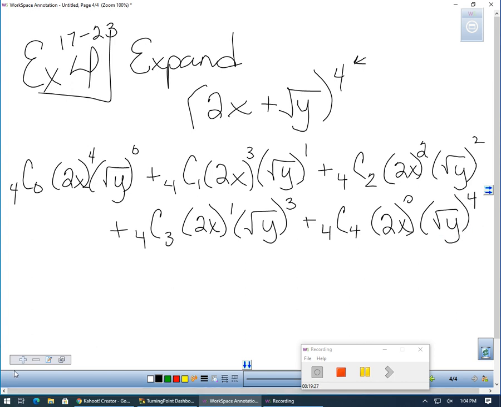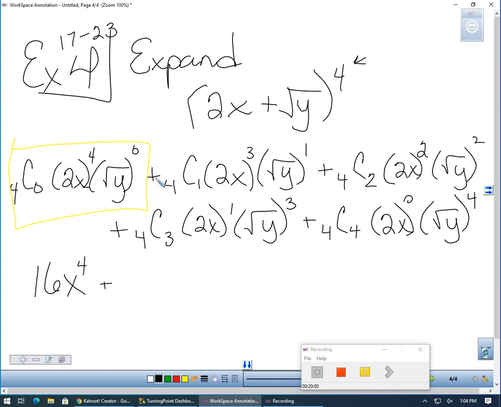Now it's up to you how you like to simplify this. Looking at the very first term, 4c0 is 1. We have 2x to the 4th, which is 16x to the 4th. And then the square root of y to the 0 is just 1. First term's done. That one wasn't too bad.